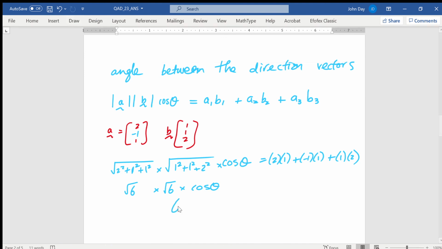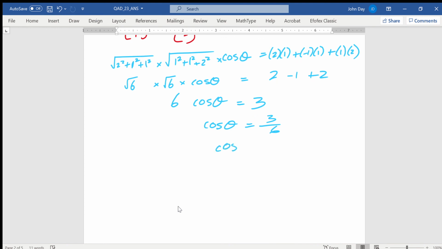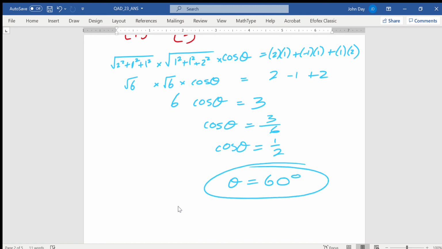All right, so that's 6 cos theta. 2 minus 1 plus 2. 4 minus 1 is 3. So cos theta equals 3 over 6. Oh, it makes it so easy, doesn't it? Right? Because cos theta is a half. It says acute angle, so theta equals 60 degrees. So there we go.